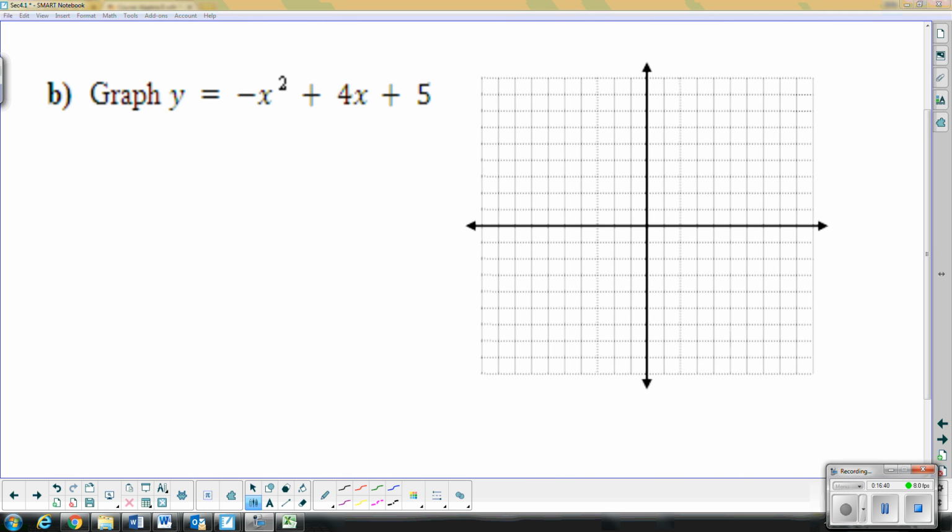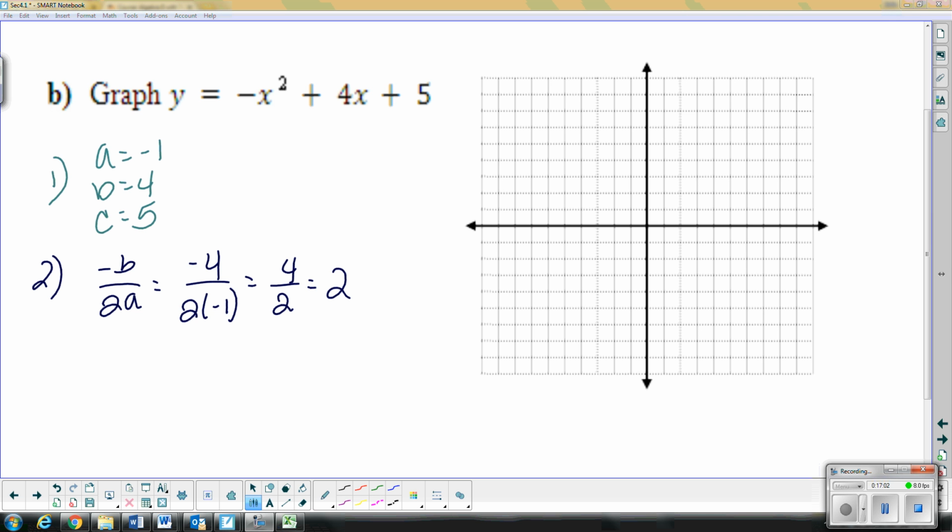Okay, so I want you to try this one on your own, and I'll walk through it after you unpause the video. Try it on your own first, and then follow all of those same instructions as we did from example 2, starting with identifying your a, your b, and your c. So to start, our a is -1, our b is 4, and our c is 5. The second step is to find the x-coordinate of our vertex, which is -b/2a, so our x-coordinate is 2.